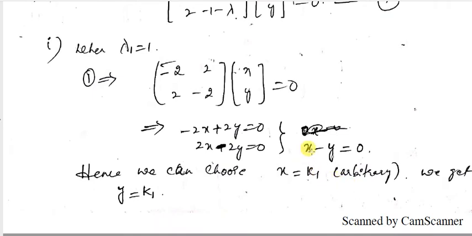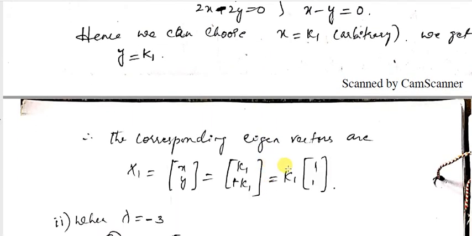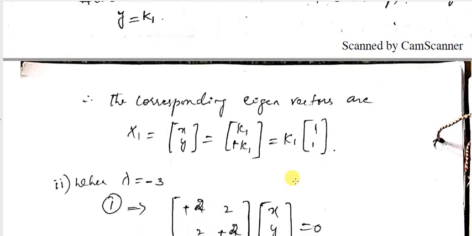So to find x and y, here we can choose one of the unknowns to be an arbitrary constant. So here I have chosen x is equal to k1, an arbitrary constant, so that I get y as k1. So therefore the corresponding eigenvector for lambda 1 is equal to 1 is X1 is equal to [x; y], that is equal to [k1; k1] or k1 times [1; 1]. Here we can choose k1 as 1.